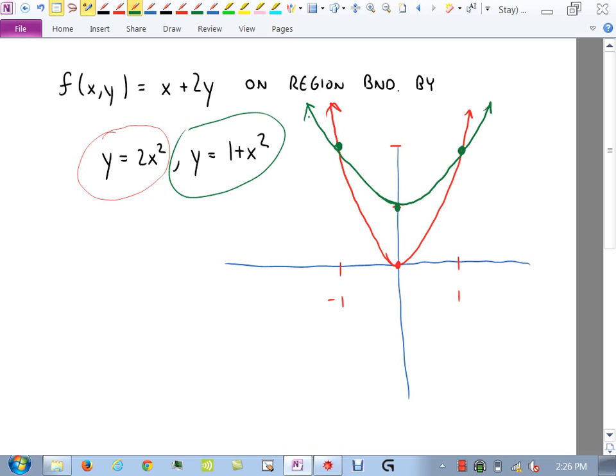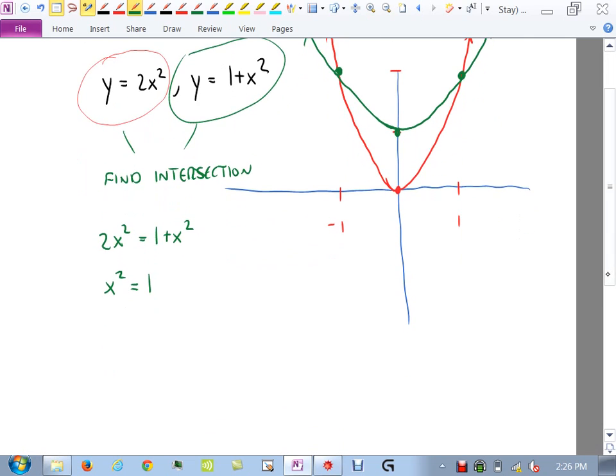But let's act like I didn't know where they hit each other. How would you figure out where they hit each other? Set them equal to each other. So let's set these equal. Let's find the intersection. So you set 2x squared equal to 1 plus x squared. Subtract x squared on both sides. Take square root of both sides. x is plus or minus 1. If x is 1, then y is 1. If x is negative 1, then y is 1. So those are your two points of intersection right there. Agree?